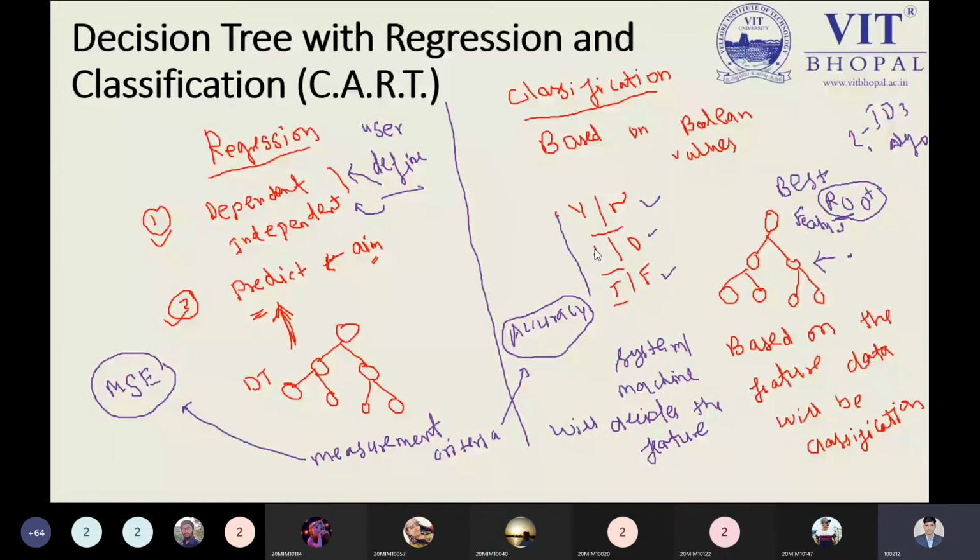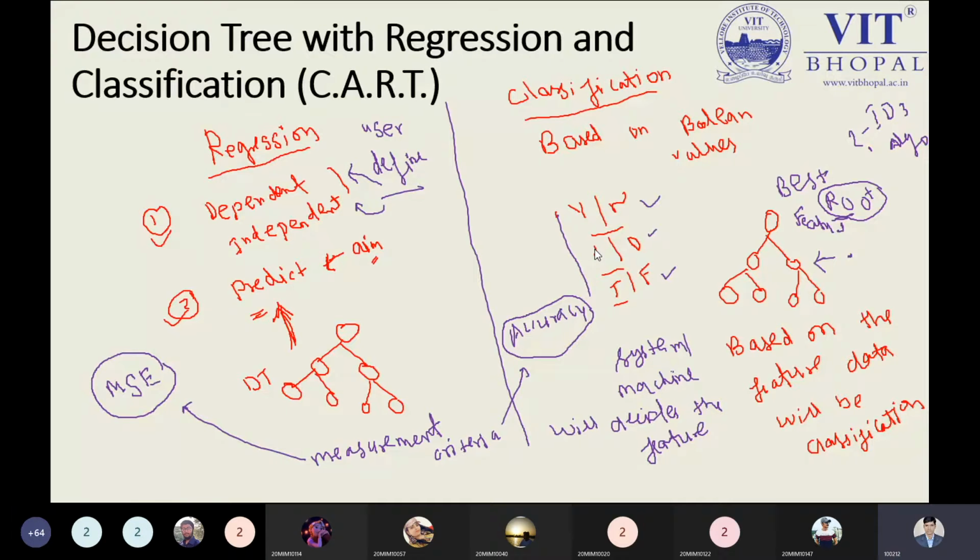Some students asked me a question: sir, I heard you tell many times that decision tree with regression is also possible, and decision tree with classification is also possible. So I am giving this name over here, CART. You can read about CART in various places while learning machine learning, on internet resources or in various books; the term is written CART.